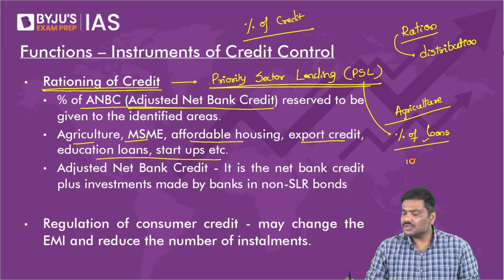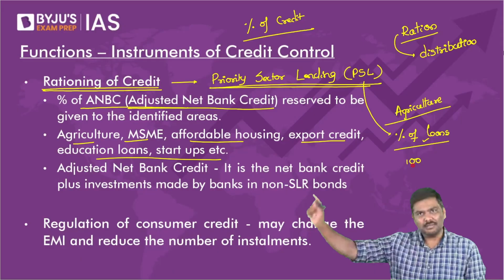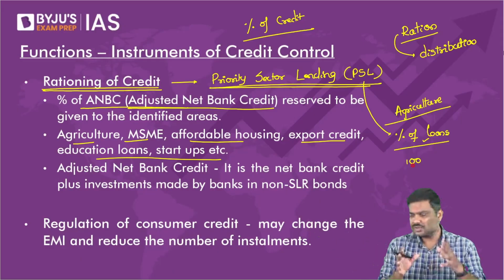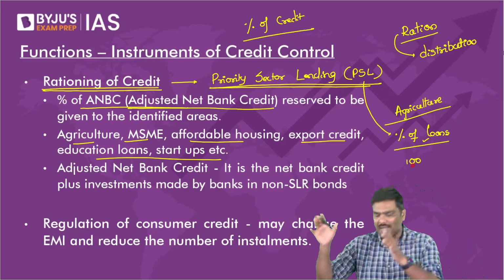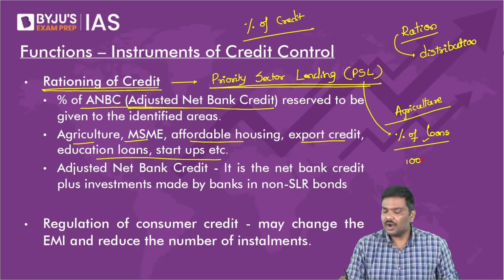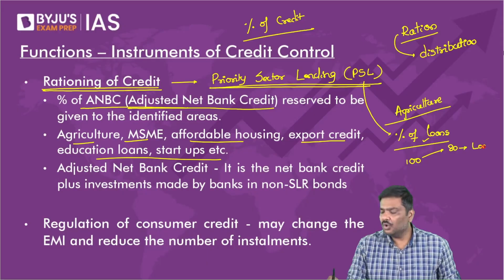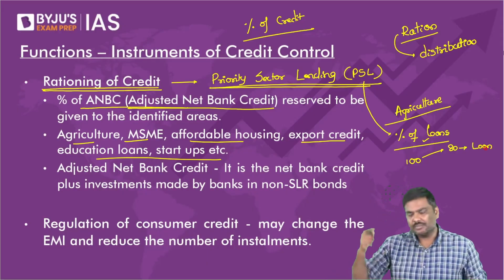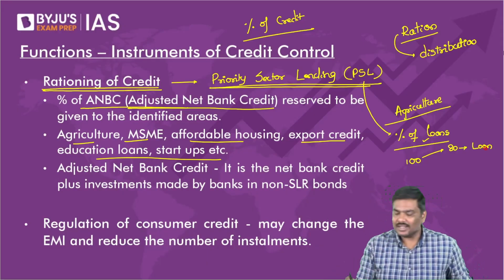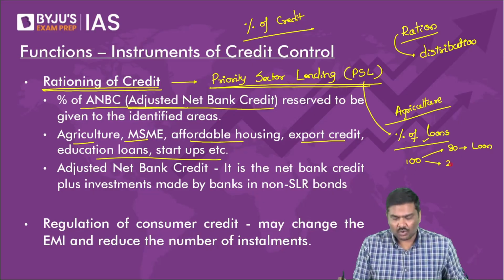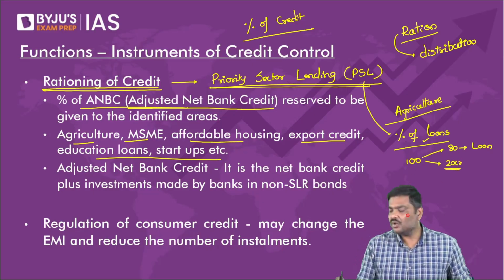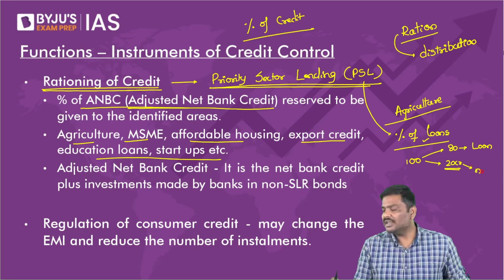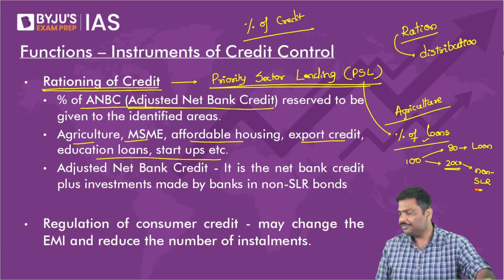Now, let me give a very simple example here. Imagine the bank wants to invest 100 crore rupees in the market this year. Let's say out of this, 80 crore rupees they will provide in the form of loans, and another 20 crore rupees they will invest in non-SLR bonds.